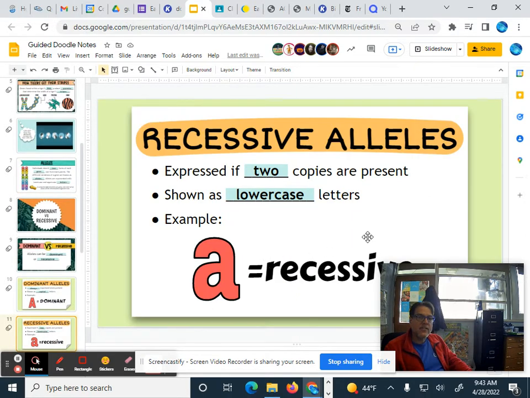So in any case, the recessive allele is expressed if two copies of the gene are present. Another way to look at that is the dominant allele is not present. Okay? We know we're going to always have two copies. But anytime there's a dominant copy present, the dominant trait will be expressed. So it makes sense that when the dominant trait is not present, it also means that two recessive alleles will be present. And recessive alleles are always represented by a lowercase letter.